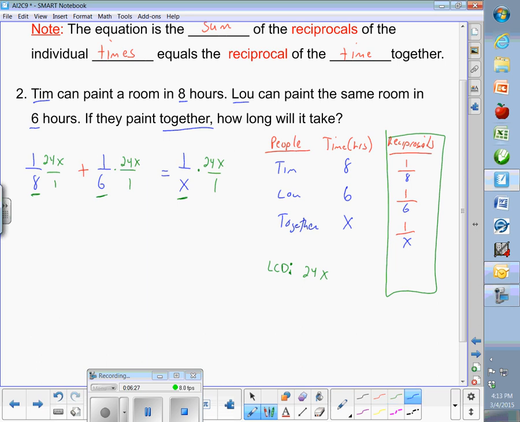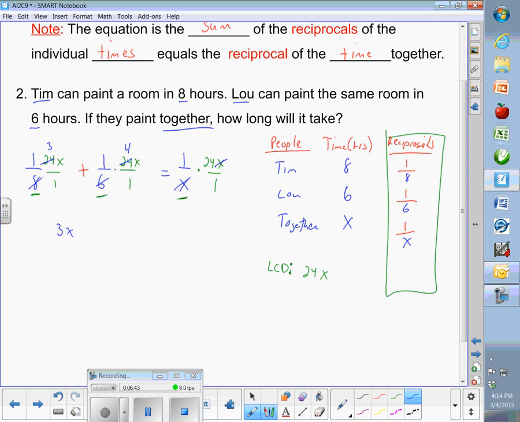So as we continue, the 8 should divide into the 24. If not, you made a mistake, and we're left with 3x. The 6 should divide into the 24. If not, you made a mistake, and that leaves you a 4. And of course, the x's divide out here. So where are we at?